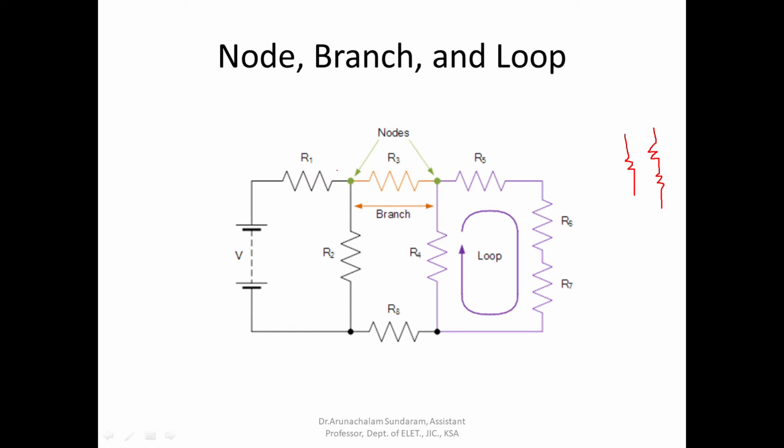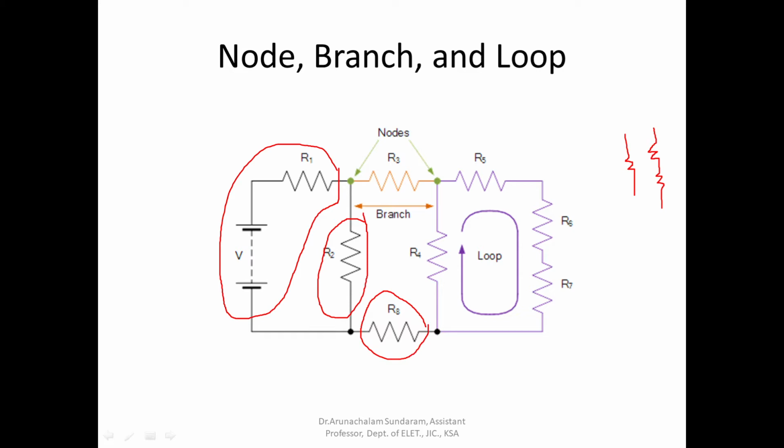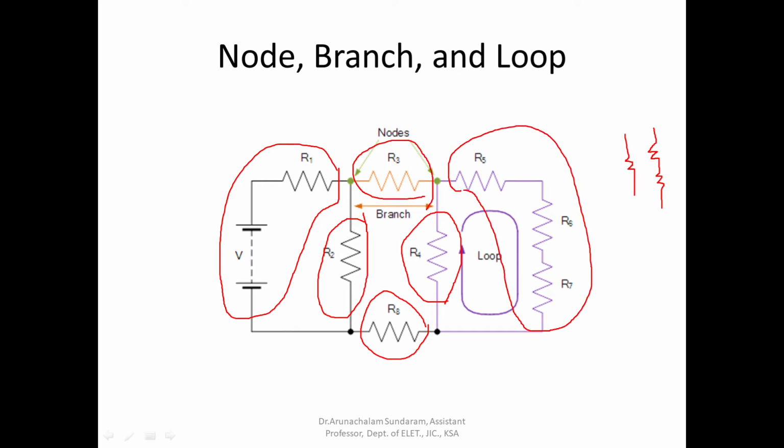Let us count again. One. This is a branch. This is a branch. And this is a branch. This is a branch. This is a branch. And this one is a branch. And all these three combined together become a branch. So I find that there are totally 6 branches in this circuit.